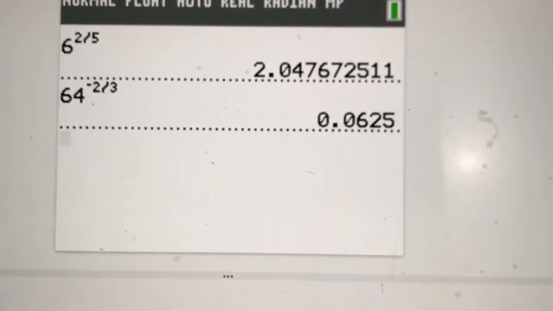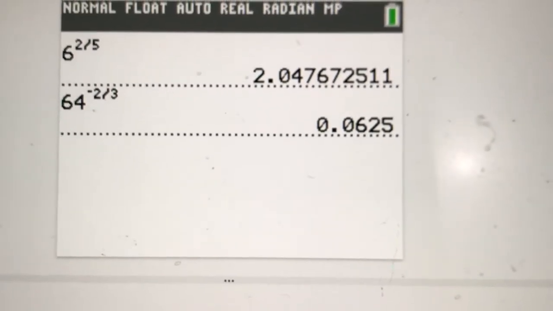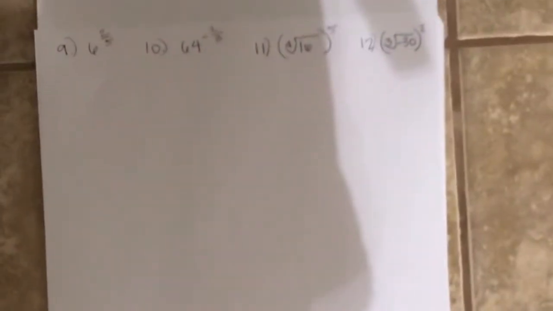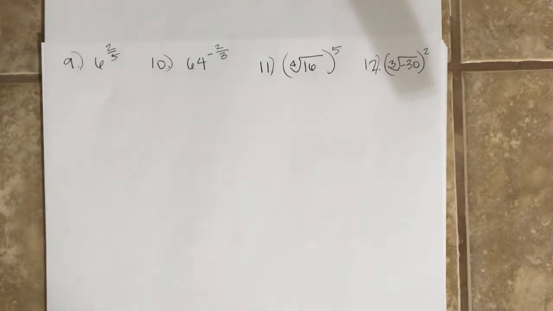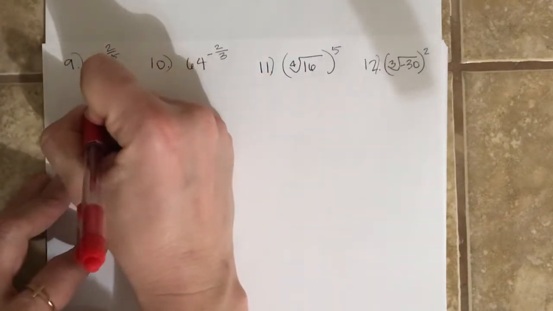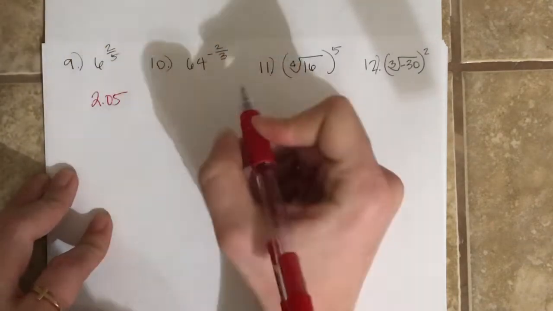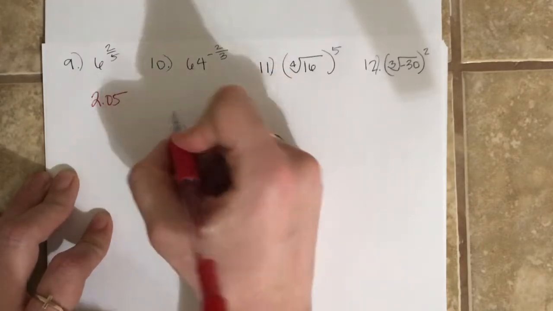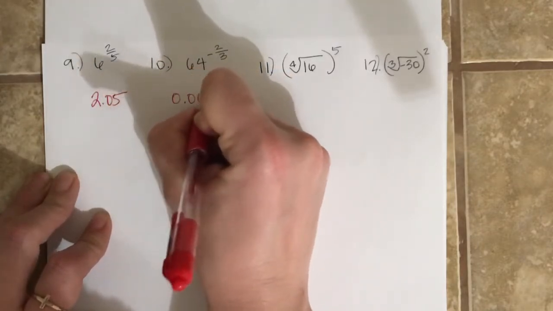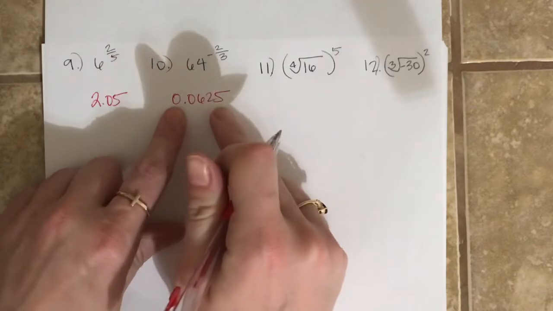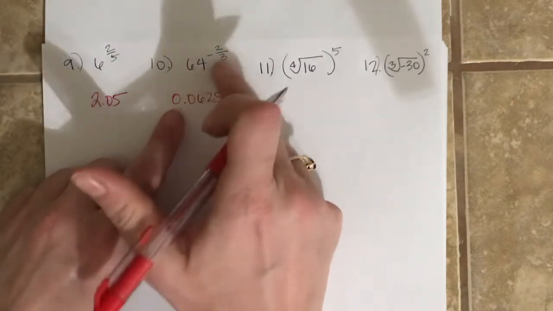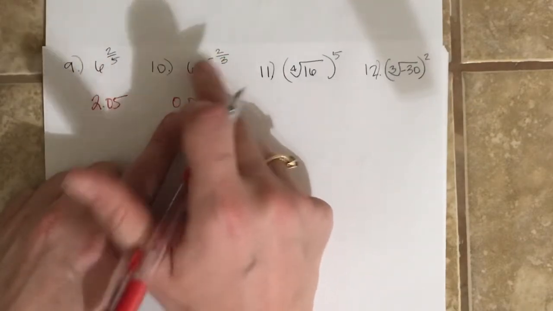It's 0.0625. So 6 to the 2/5 is about 2.05, and 64 to the negative 2/3 is 0.0625. And since we got an exact number there, that means that this is something that we could find in our heads.